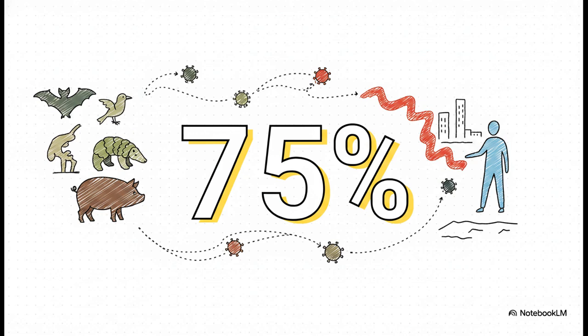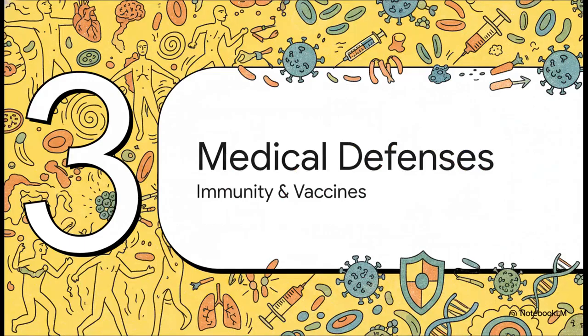To put the sheer scale of this evolutionary threat into perspective for you, check out this number. A staggering 75% of all new human pathogens detected in the last 3 decades have originated in animals. Wow, right? That means 3 out of every 4 brand new diseases we face are zoonotic spillovers. And this is happening more and more frequently because human activities are constantly pushing us into closer, tighter contact with wildlife.